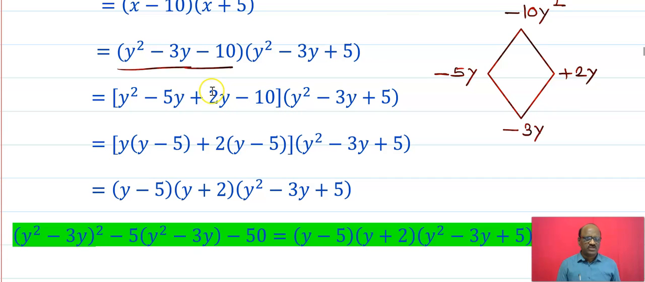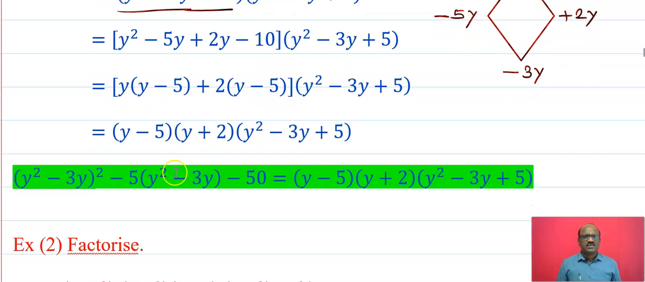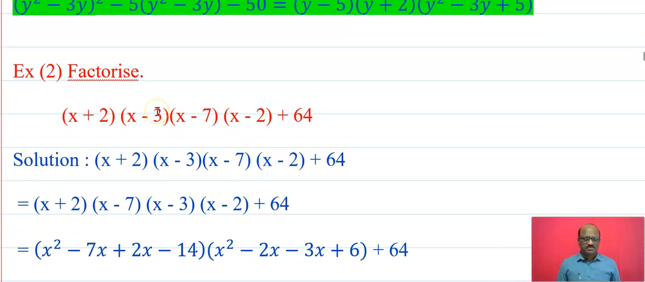Now here is a 2 and 2. Take 2 as common. Then in bracket y - 5. Again from this square bracket, what is the common? y - 5 is common. What is the remaining? y + 2 is remaining. And the last bracket, y² - 3y + 5. And in this way, we have factorized this polynomial, that is (y² - 3y)² - 5(y² - 3y) - 50, which is (y - 5)(y + 2)(y² - 3y + 5). Now the next problem.